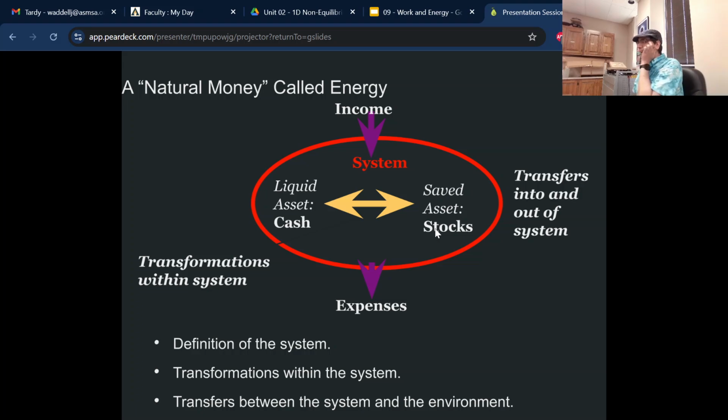So this money idea, right? We've got the system, which is assets that you've got. We have these transformations inside the system, which is like you use some of your cash to buy some stocks or whatever. But you can move money back and forth between assets that you have. And also you can have transfers by having income or expenses, and that will change the total amount of money you've got.